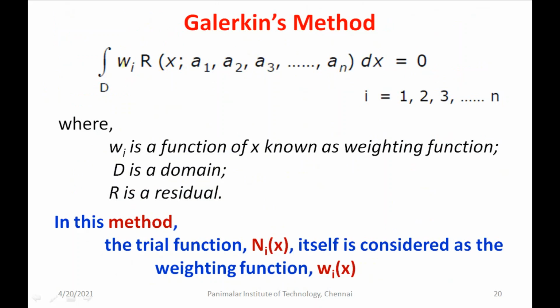We have to multiply the residual function with a weight function, and this product should be integrated over the domain, then equated to 0. Now how to get the simultaneous equation? So here for that we are going to use the weight function. So the weight function can be taken from the trial function itself. That is the advantage of Galerkin approach.